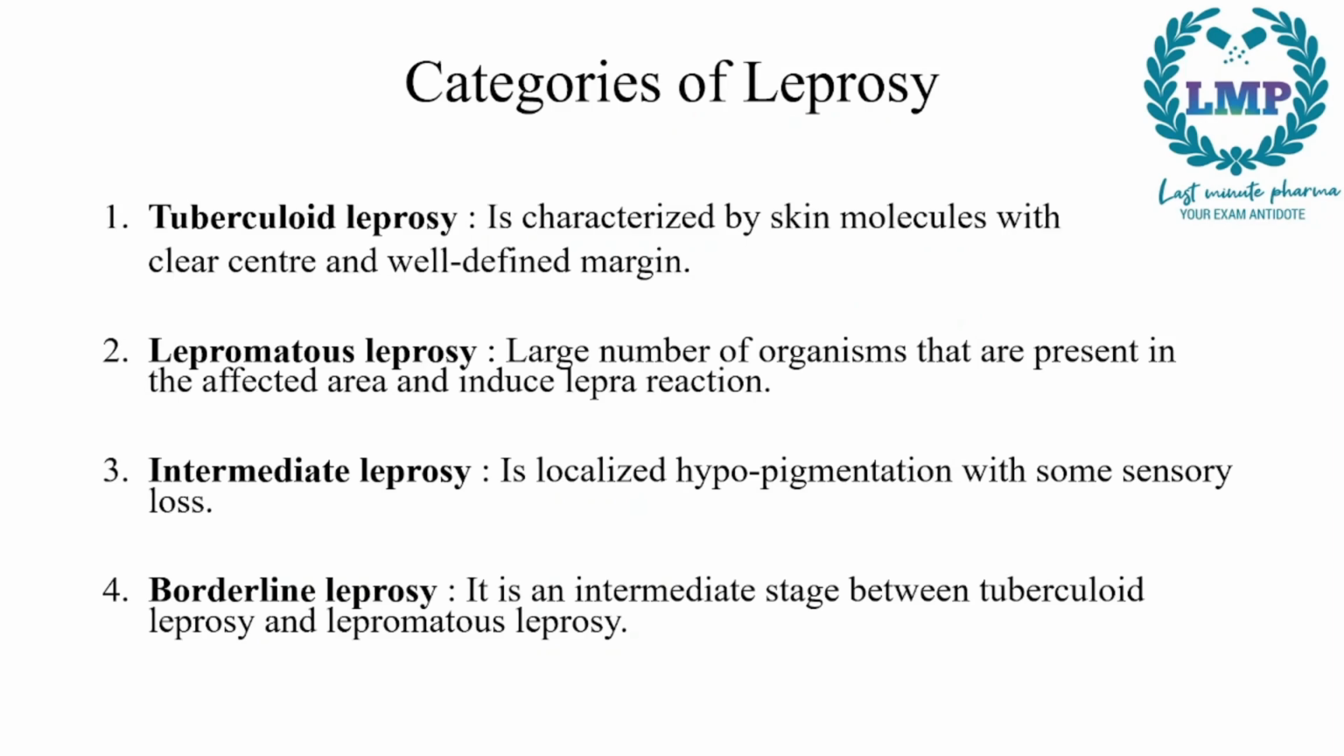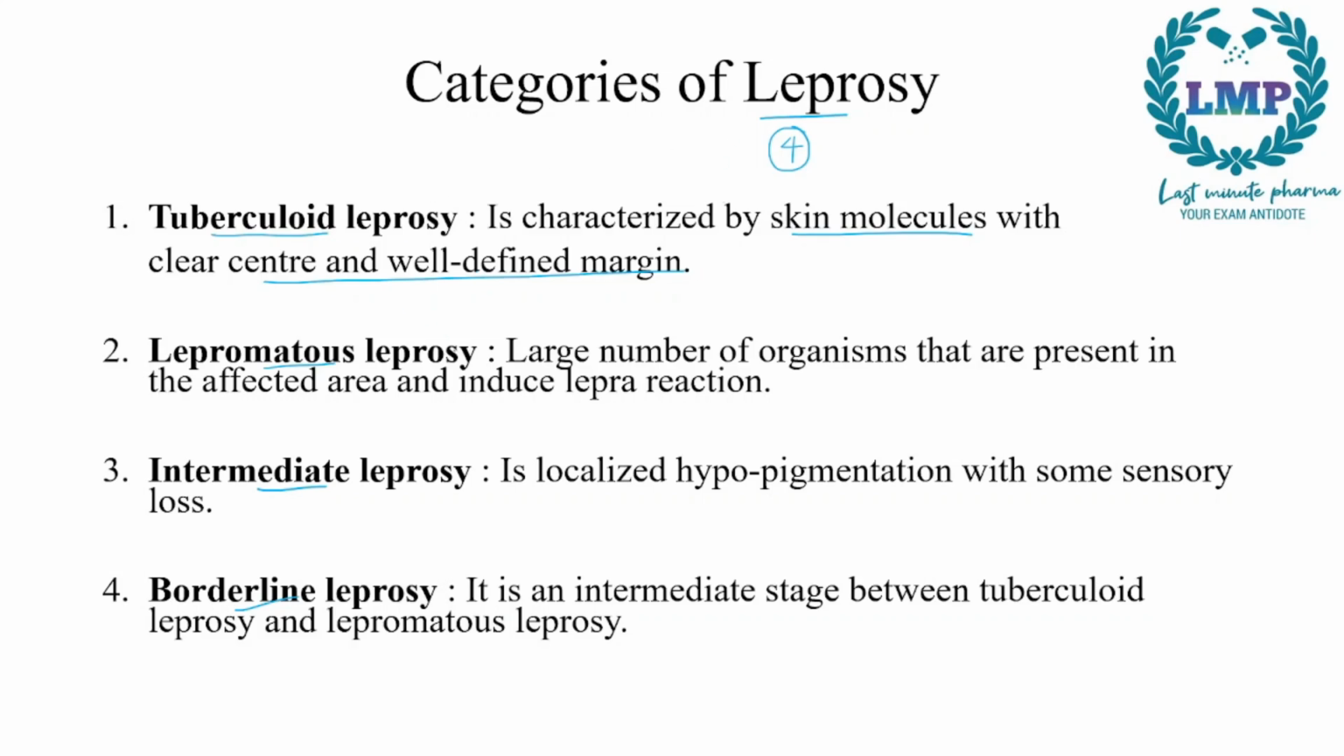Now, there are multiple categories of leprosy, characterized mainly into four categories. First is the tuberculoid leprosy, second is the lepromatous leprosy, third is the intermediate leprosy, and then we have the borderline leprosy. Tuberculoid leprosy is characterized by skin nodules with a clear center and well-defined margin.